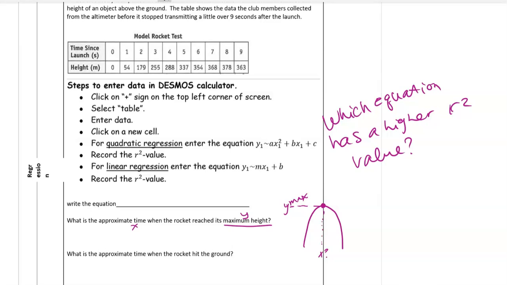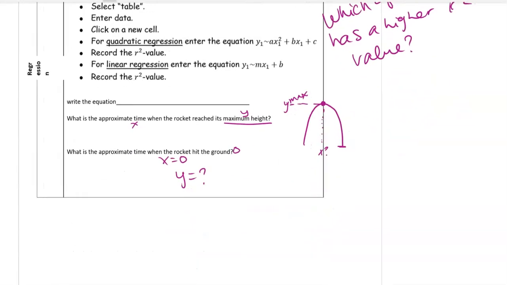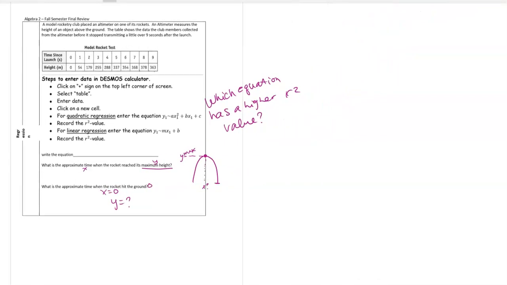Okay. And then what is the approximate time when the rocket hit the ground? Well, ground is going to be 0. So you can look at where y is 0. What is x? Okay, and you do have to have this filled out, or you won't get the 5 points.